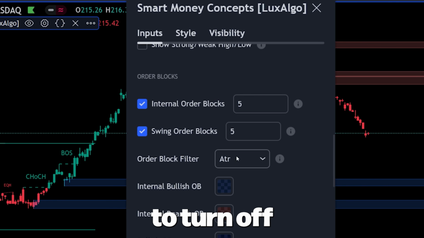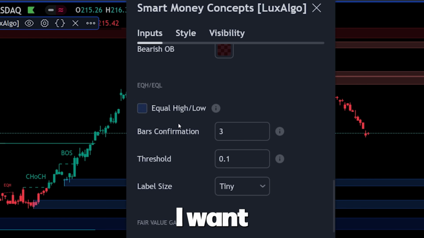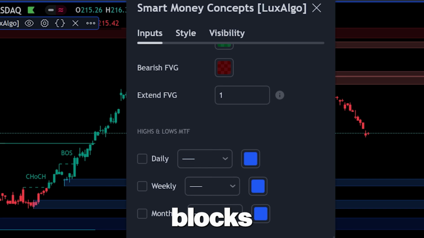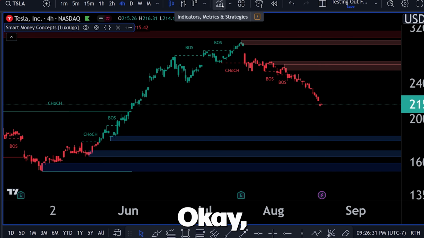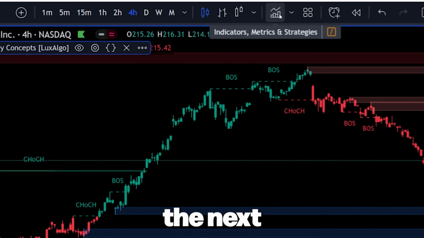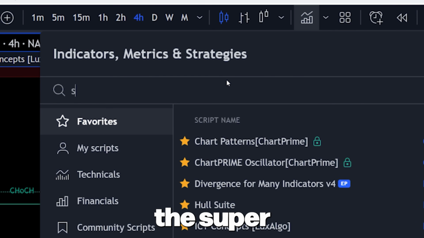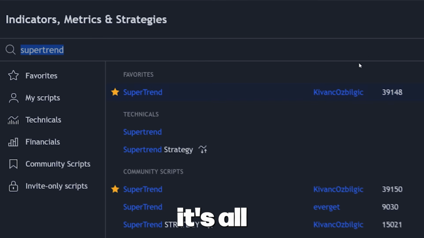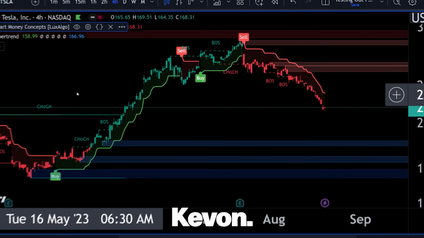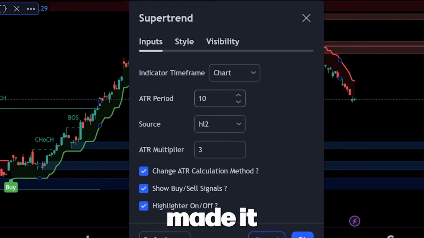Next, turn off show weak strong highs, and turn on both the order blocks. After that, turn off everything else, and hit OK. From here, you're going to add the next indicator, which is called the super trend indicator. Just make sure it's all one word, and you're going to be looking for Keyvon. That's the person that made it.